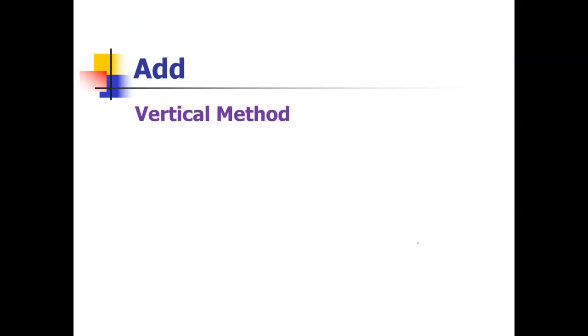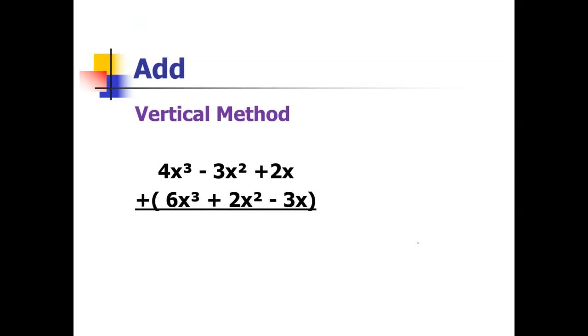Let's add using a vertical method. Polynomial is 4x cubed minus 3x squared plus 2x, plus 6x cubed plus 2x squared minus 3x. When you are adding, you simply go ahead and add, just leaving the variable. 4 plus 6 will become 10x cubed. -3 plus 2 will become -x squared. Positive 2x minus 3x will become -x. And that's already arranged in the descending order. So this is a vertical method which makes it easy to add the like terms.